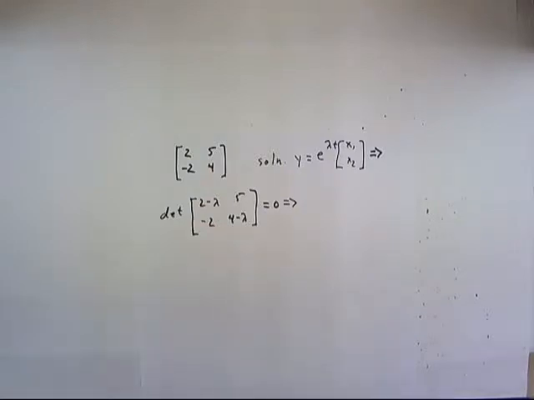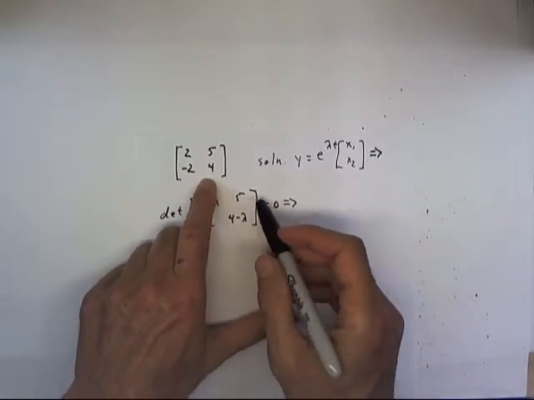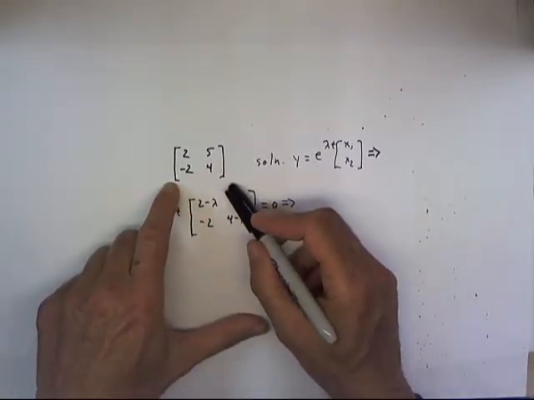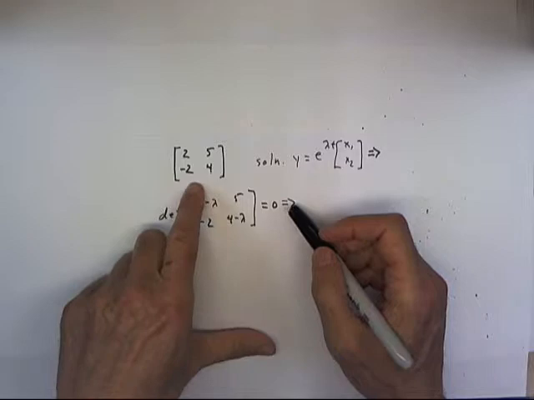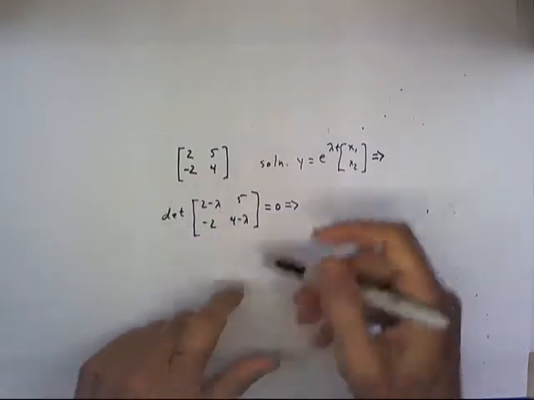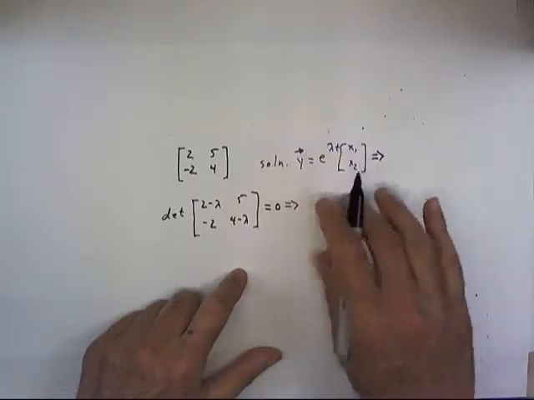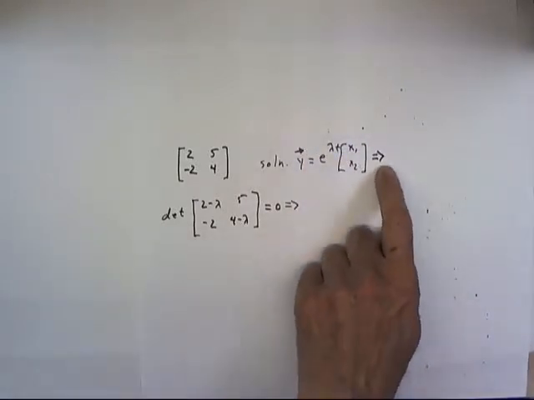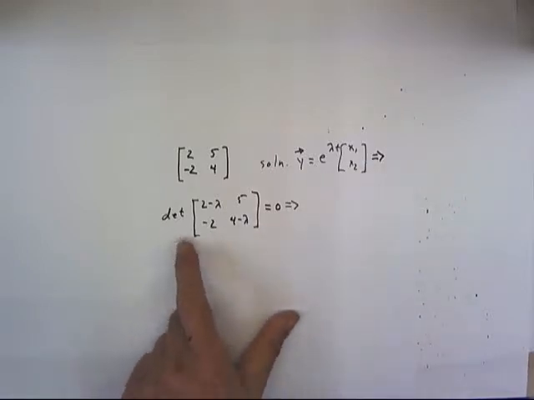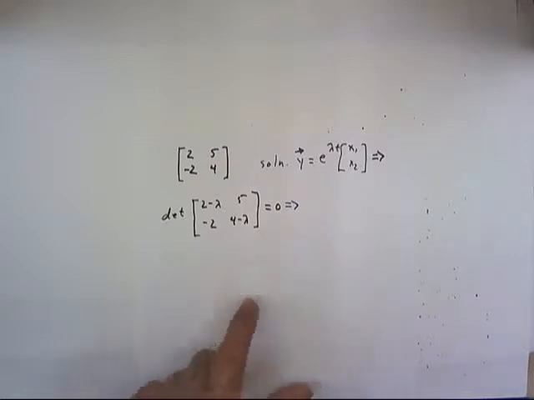The system defined by the matrix 2, 5, negative 2, 4. And I'm not going to bother writing out the system this time. We know what the system looks like. The solution to the system is going to be y vector equals e to the lambda t times x1, x2. And that implies that the determinant of this matrix will have to equal 0.